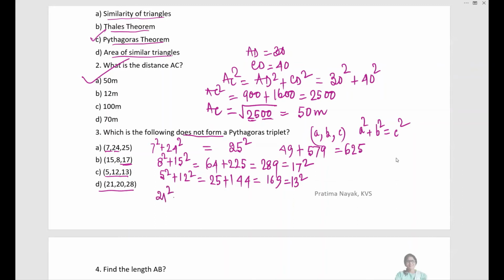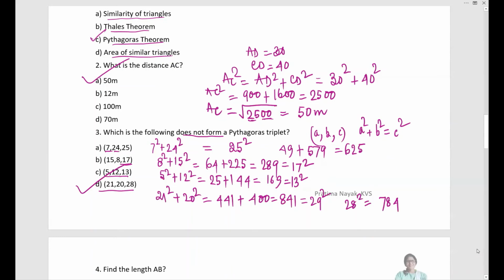So 21 square plus 20 square. 21 square is 441 and 20 square is equal to 400. So this will be 841. This is 29 square, not 28 square. What is 28 square? 28 square is equal to 784. So this is the answer.